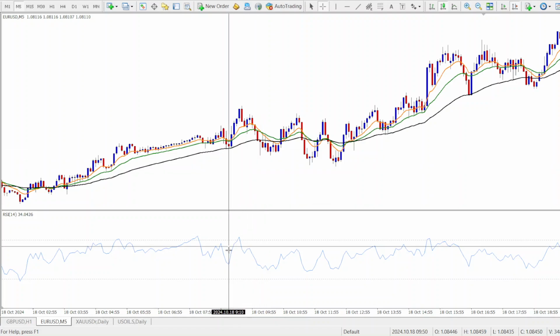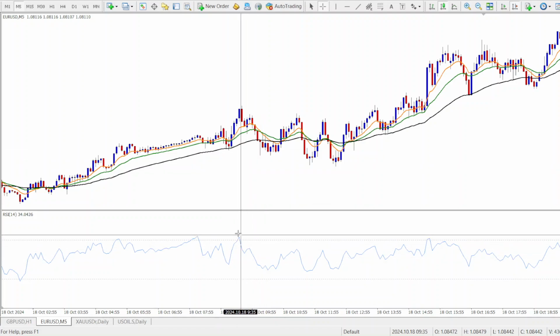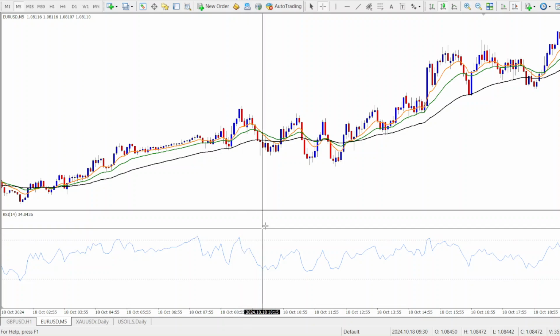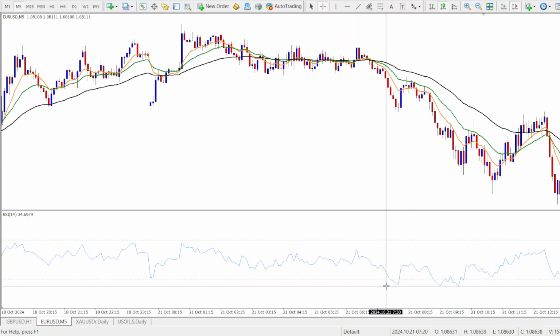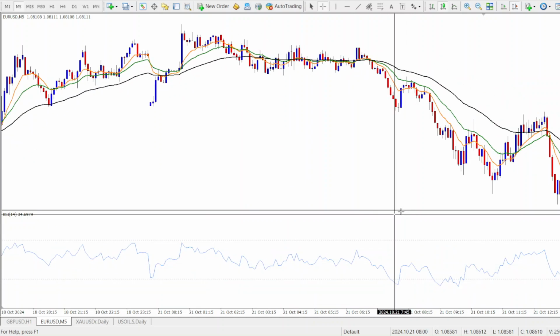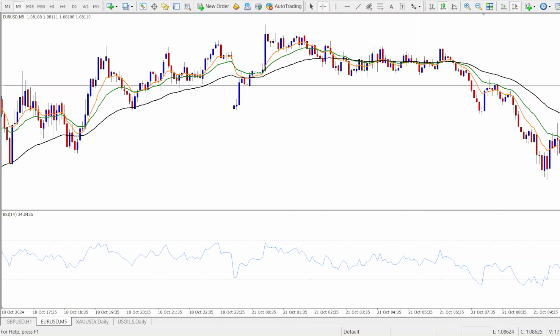For example, when you have a buy trade and you see the RSI entering the overbought level and beginning to point downward, it's a sign to exit your buy. When you are in a sell and the RSI enters the oversold and begins to point upward, it's a sign to exit your sell. Okay.